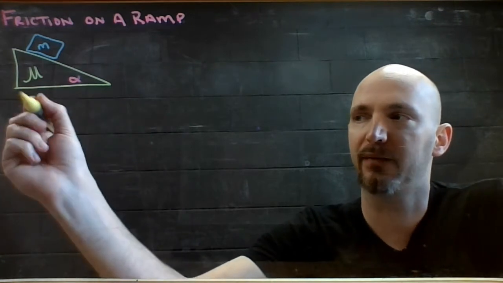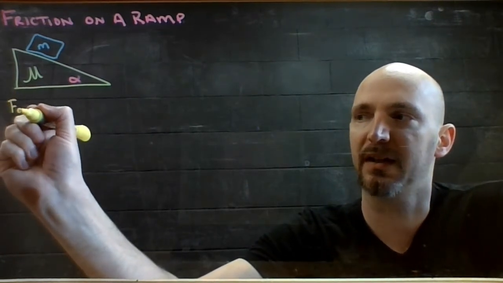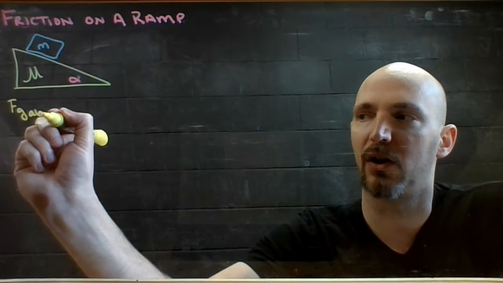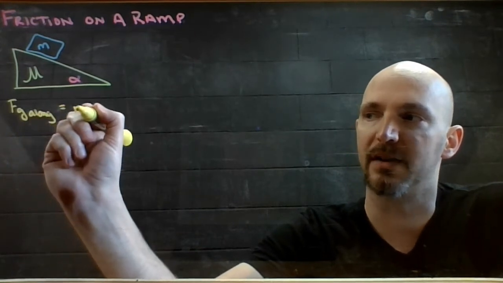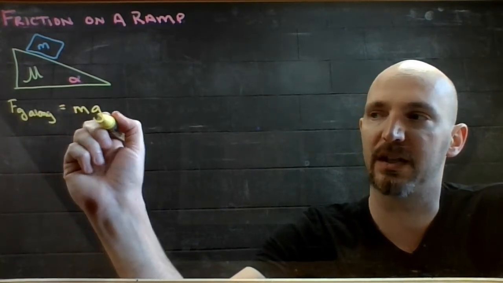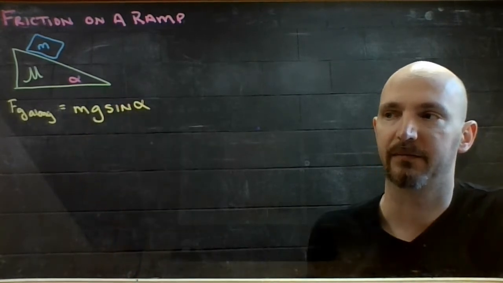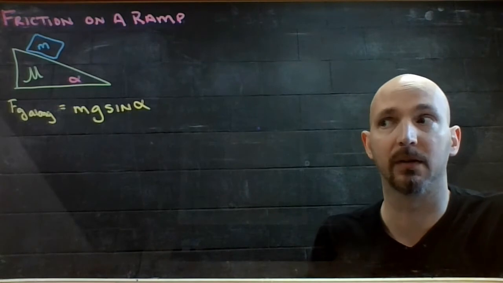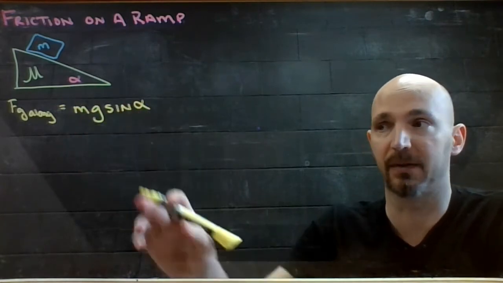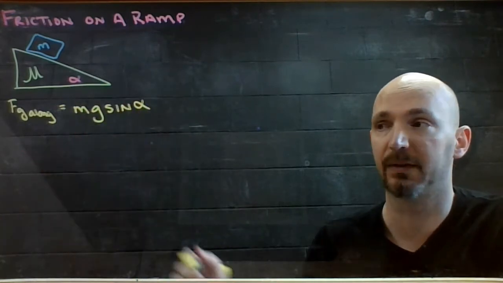So I had figured out before that the piece of gravity that went along the ramp was the mass times g times the sine of alpha. And that was true regardless of the ramp. It had to do with the geometry. So that's a thing you can just use.